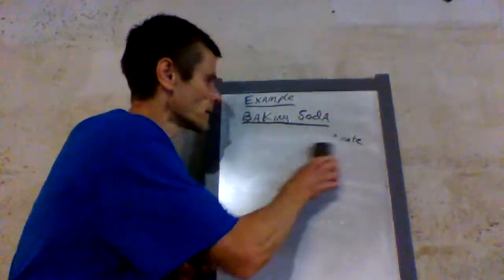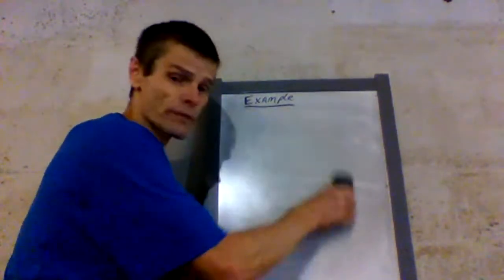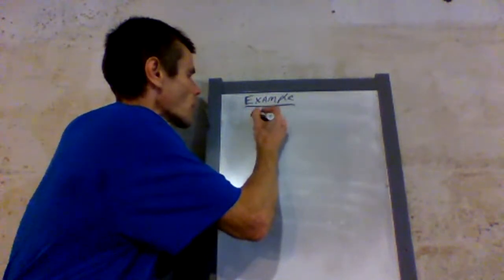Kind of tricky. The reason why it's tricky is they give you a name, but they also give you a percentage. So let's see. This is rubbing alcohol.